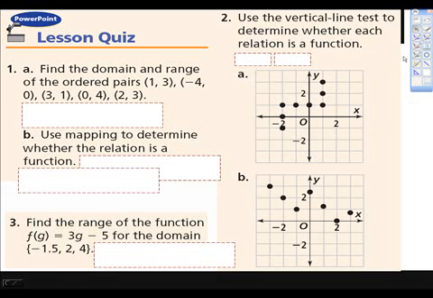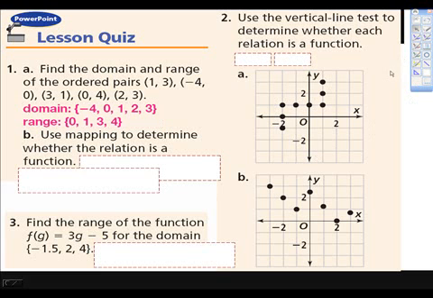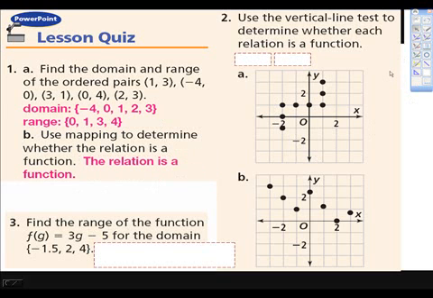All right, go ahead and pause the video right here, try these problems, and then press play to see how you did. Okay, for number 1, you should have gotten a domain of -4, 0, 1, 2, and 3, and a range of 0, 1, 3, 4. For part B, you want to say, yep, the relation is a function. For number 3 down here, you should have gotten -9.5, 1, and 7.